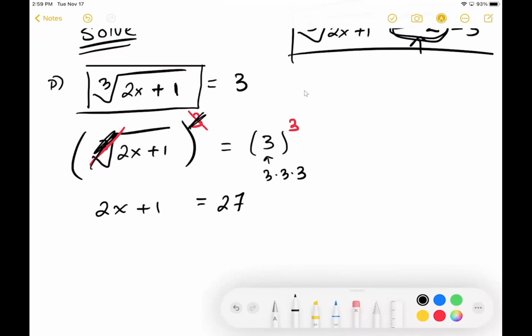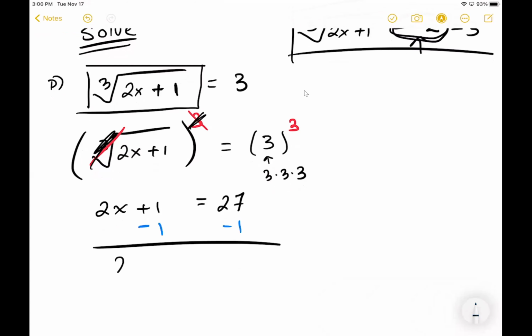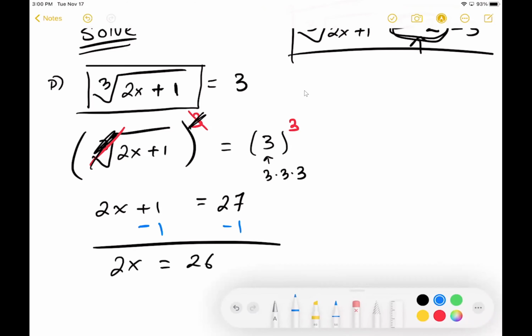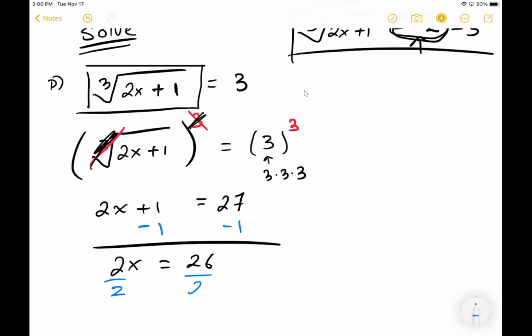And now how do I solve that one? If I subtract 1, this is what I have: 2x equal to 26. And then I need to divide by 2 to give me x equal to 13. And that is my answer, right?